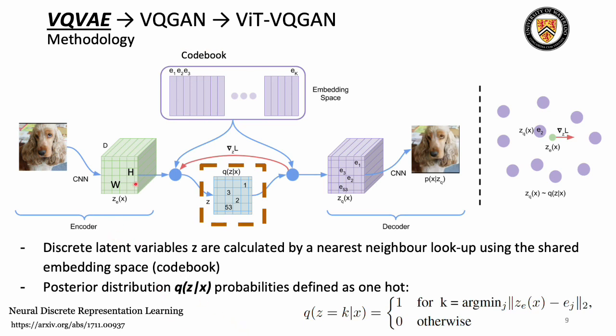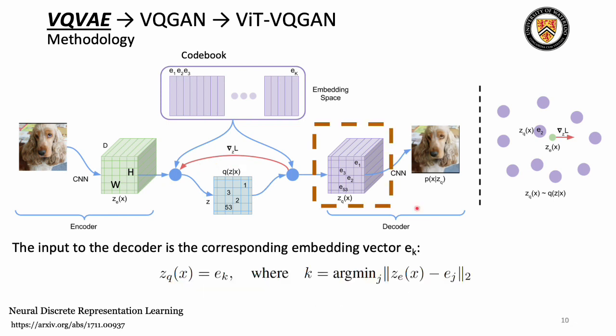The mapping from the continuous latent space to the discrete codebook is performed by a nearest neighbor search in the shared embedding space, which is the codebook, and produces the discrete latent variable z. The posterior distribution q(z|x) is defined as one-hot, where it is equal to 1 if the embedding vector is the nearest neighbor of z_e(x) and 0 otherwise. The input to the decoder z_q(x) is then the corresponding embedding vector e_k, where k is the index of the nearest neighbor embedding vector.